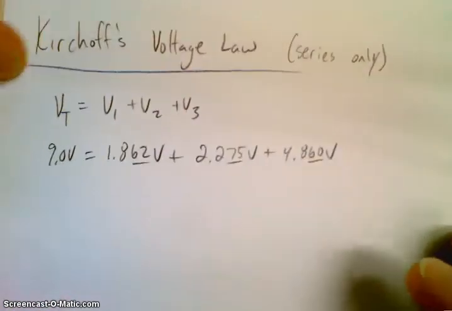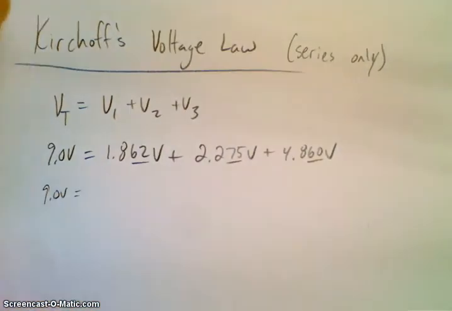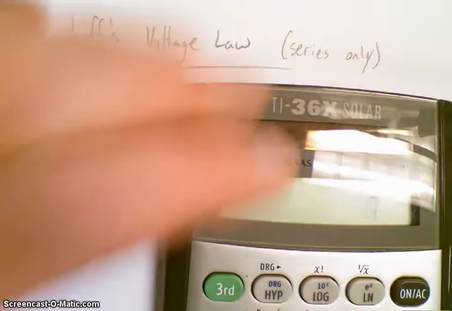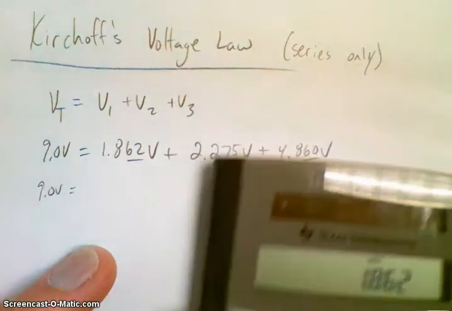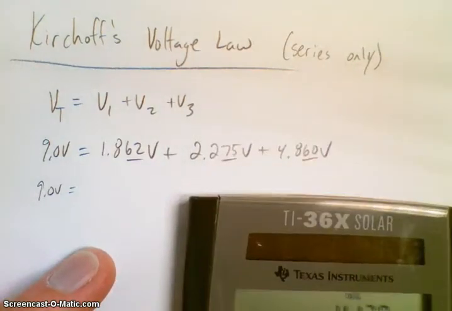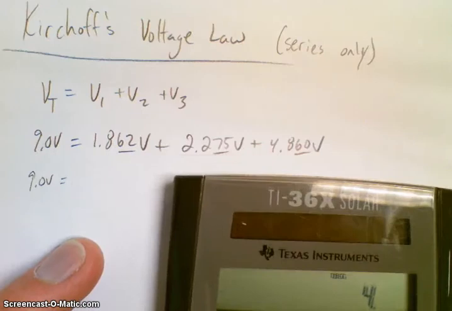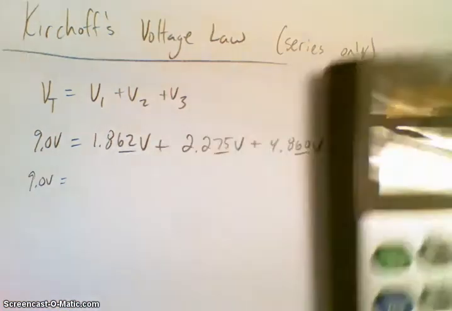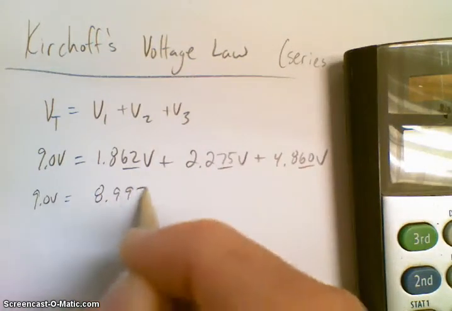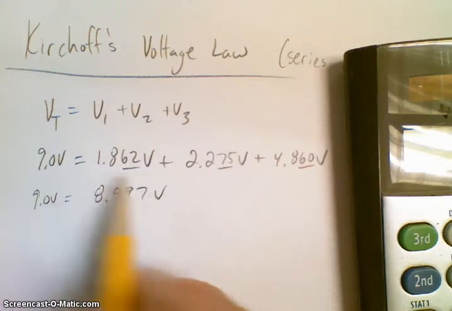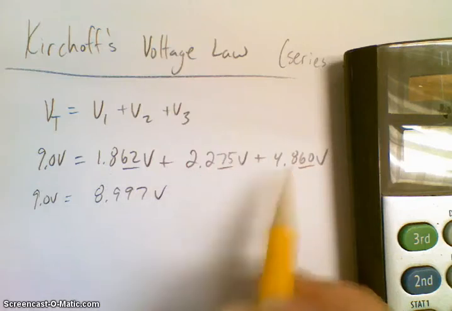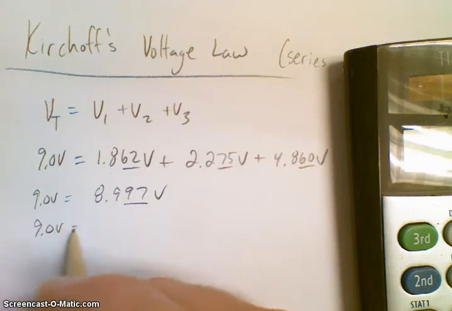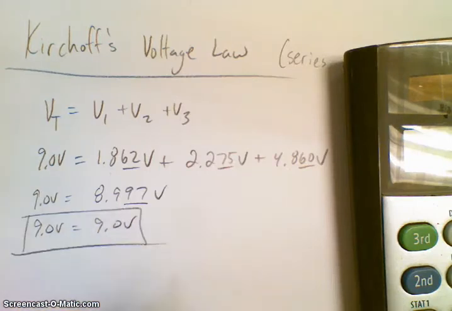So if I take those three values and add them up, just confirming that this is true, I have 1.862 plus 2.275 plus 4.860, and I get this value in my calculator. And again, using the addition rule, this number is good to the 10th, 10th, and 10th, so my answer is good to the 10th. So what does this number round to? It checks out.